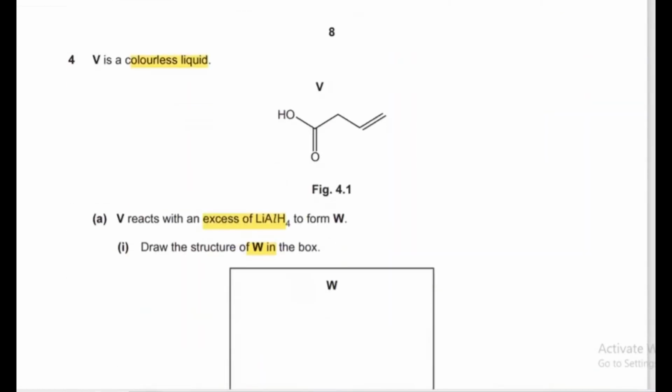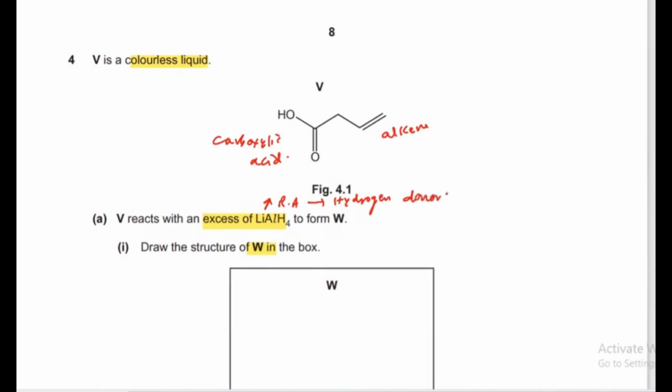Then question number 4. V is a colorless liquid. It contains two functional groups. This is alkene, and this functional group is carboxylic acid. Now, V reacts with an excess of LiAlH4. LiAlH4 is a reducing agent, and a reducing agent is a hydrogen donor.